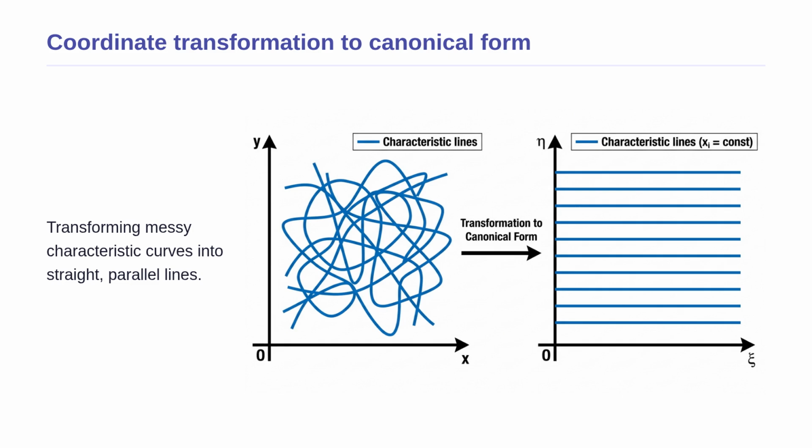Look at the horizontal axis labeled xi and the vertical axis labeled eta. In this new space, those exact same messy curves have become perfectly straight, parallel horizontal lines. This geometric straightening is exactly what the canonical form achieves. It teaches us that by simply changing our perspective, a tangled mathematical web becomes beautifully organized and easy to solve.